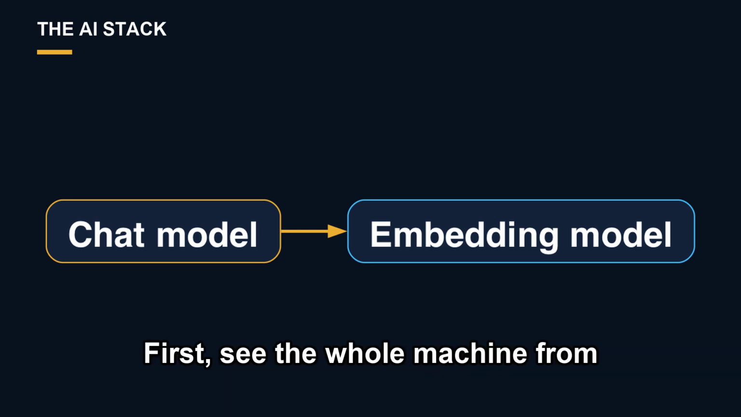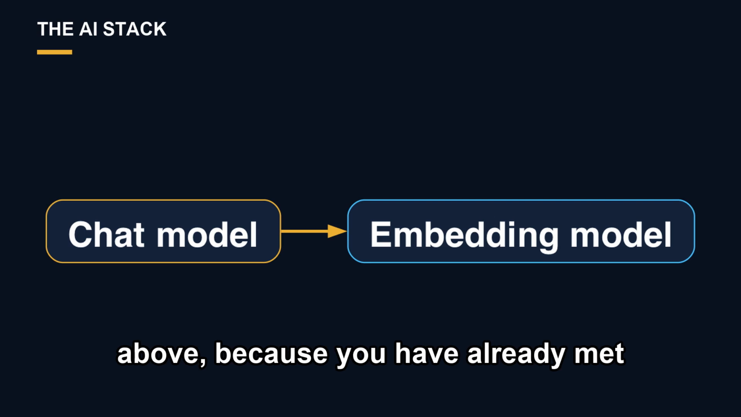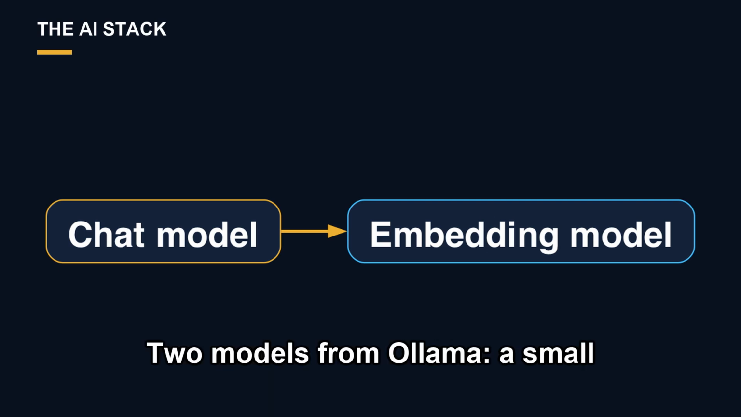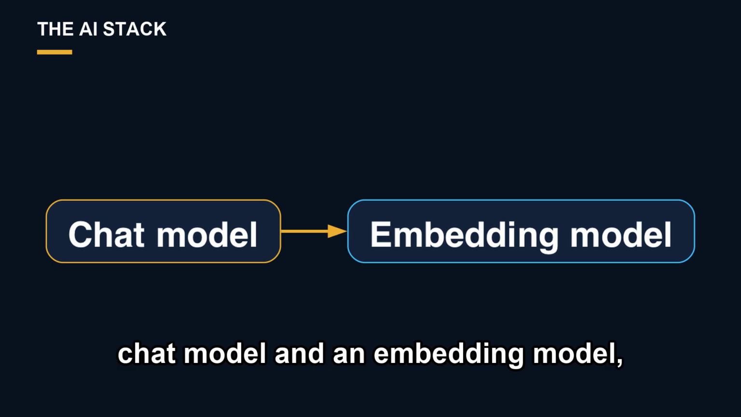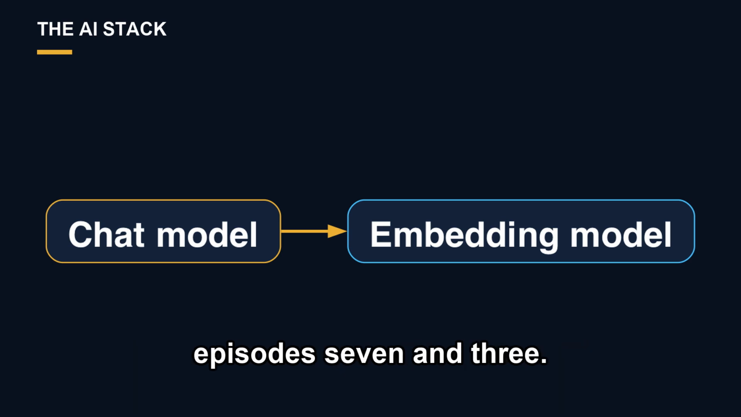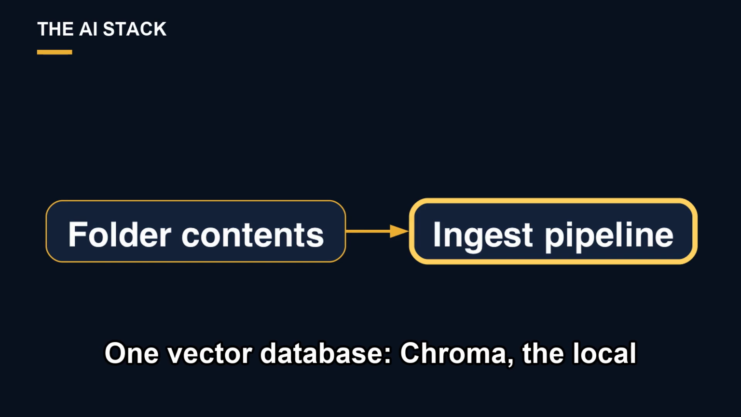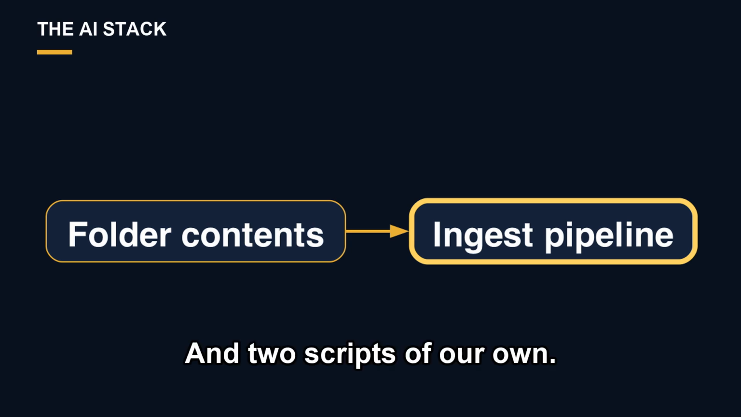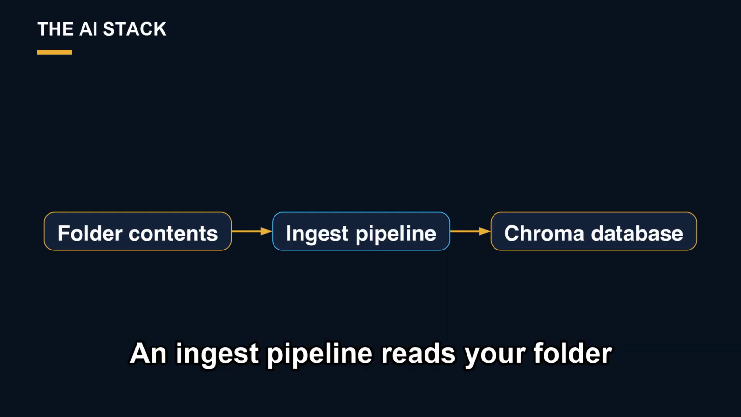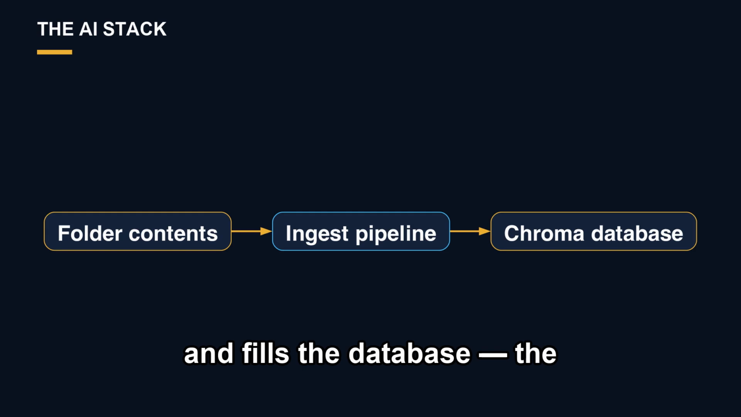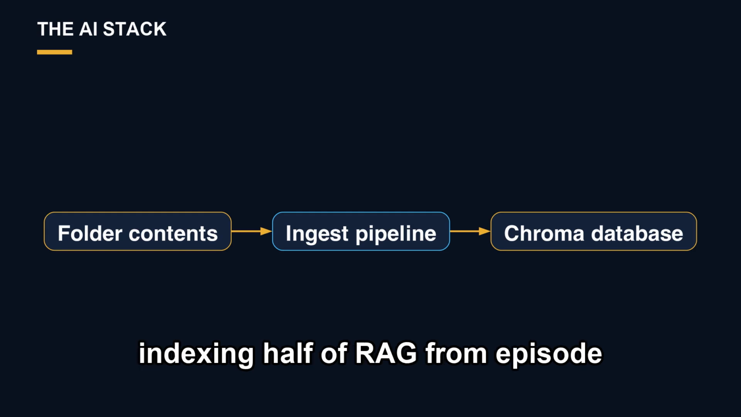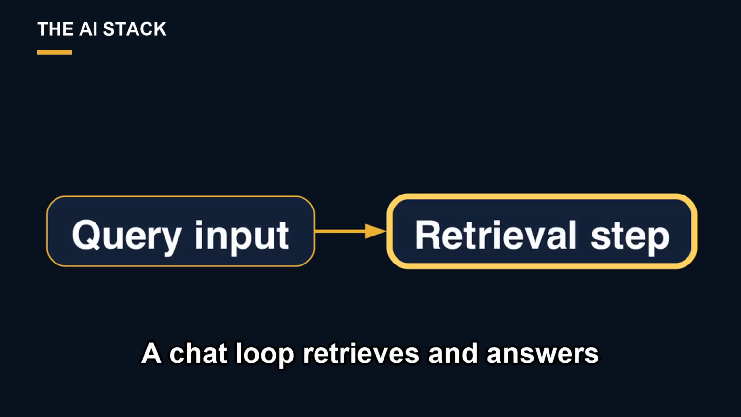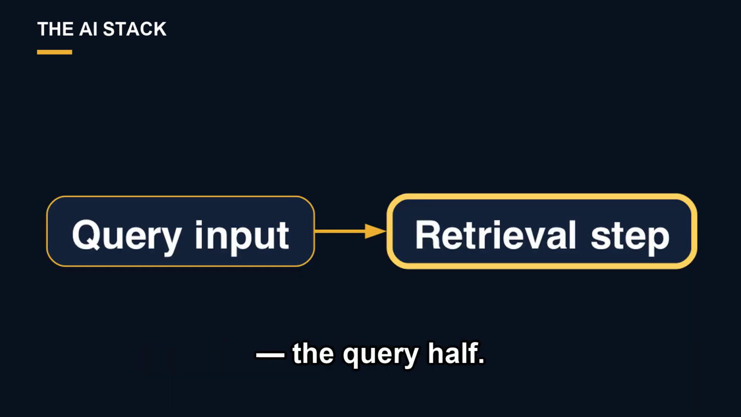First, see the whole machine from above because you have already met every part of it. 2 models from Ollama, a small chat model, and an embedding model. Episodes 7 and 3. 1 vector database, Chroma, the local starter from the vector database episode. And 2 scripts of our own. An ingest pipeline reads your folder and fills the database, the indexing half of RAG from episode 14. A chat loop retrieves and answers, the query half.